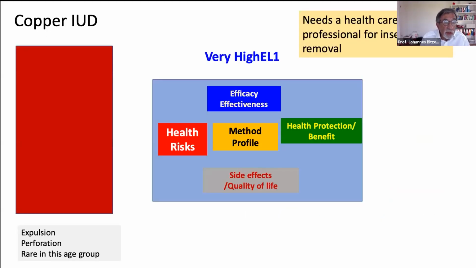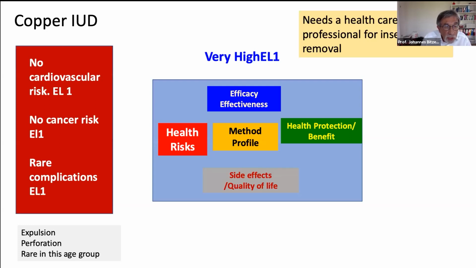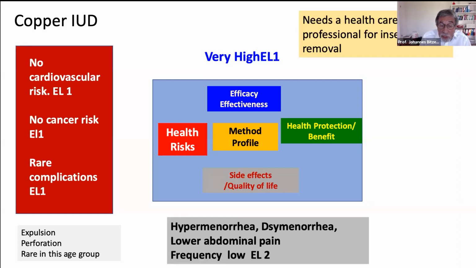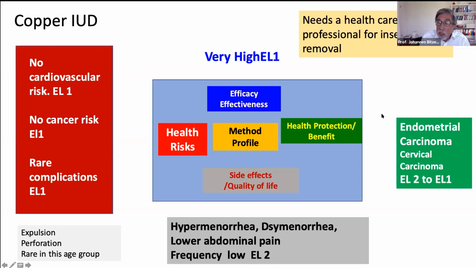If you look at the copper IUD, and this is now a clinical overview, you can say there is no cardiovascular risk on an evidence-based level 1, there is no cancer risk evidence-based level 1, there are rare complications which are mainly the application itself, and of course, this method needs a healthcare professional for insertion and removal. There is hypermenorrhea, dysmenorrhea, lower abdominal pain with a low frequency, and then you have the protection against endometrial carcinoma, and there is also an indication that there is protection against cervical carcinoma.